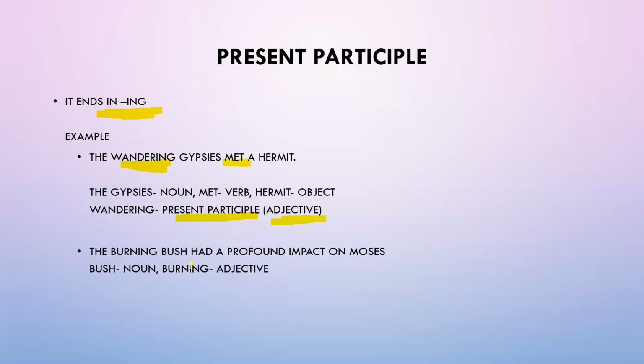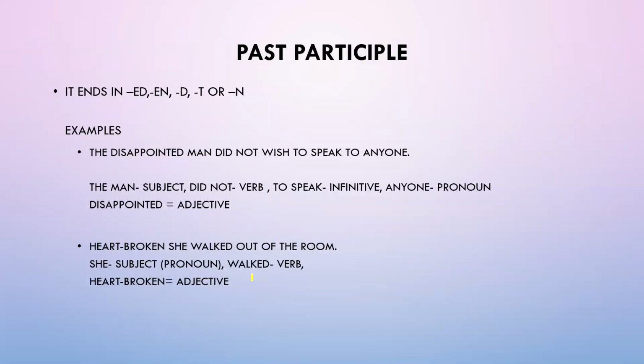Next, the burning bush had a profound impact on Moses. So the bush is the noun. What kind of bush? That is the burning. This is working as an adjective. So this is the present participle. Next is the past participle. In past participle, the verbs basically end with ed, en, d, t or n. Just like taken, shaken, broken, n आ गया. Right? Learnt, t आ गया.